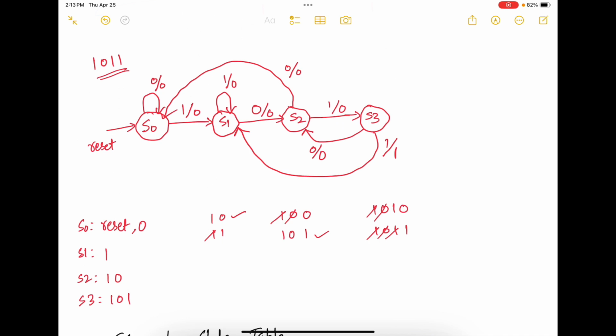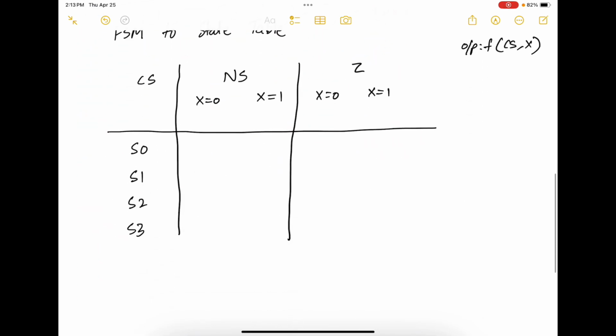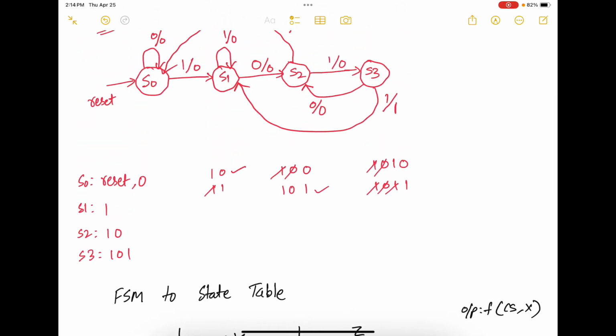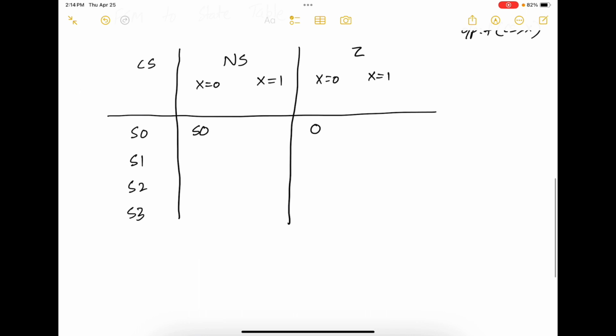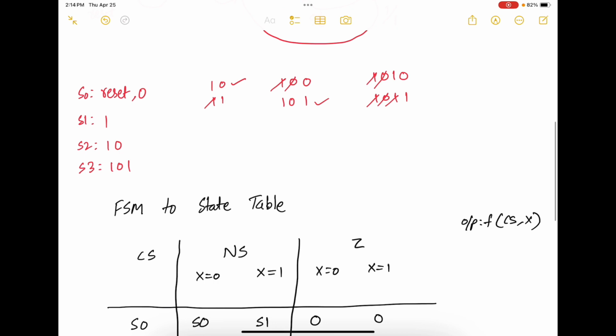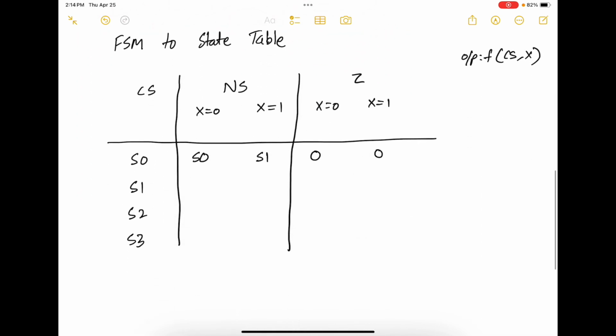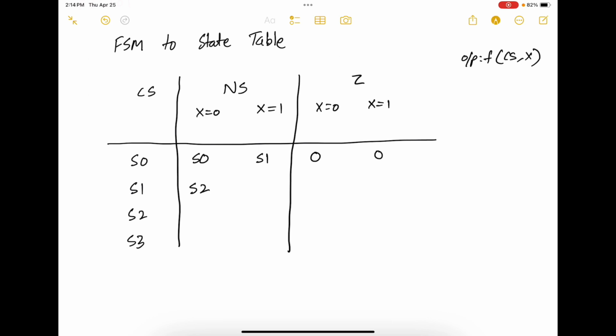So from S0, if you get the input 0, you remain in S0 and your output is 0. If you get the input 1, you move to S1, but your output is still a 0. From S1, if you get a 0, you move to S2 with the output 0. And if you get a 1, you stay in S1 with the output 0.